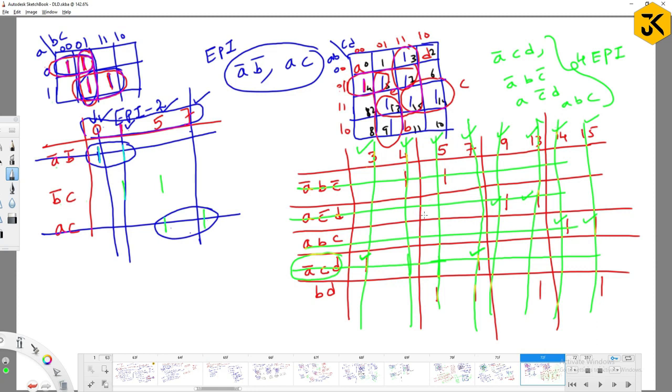How many prime implicants are there here? 5. How many essential prime implicants are there? 4. That you have to remember. How many implicants are there? Again, 5 only.